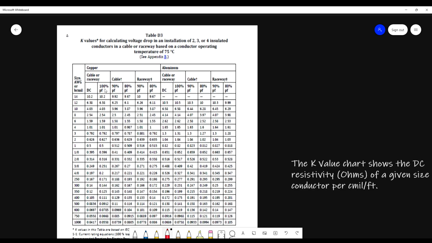So if you have 100% power factor and it's copper, it doesn't matter if it's a cable or raceway installation. These are your values based on the wire gauge. Now if it's a cable installation, 80% or 90% power factor, and there are your respective values. If you're in a raceway, whether it's PVC, EMT, rigid steel, rigid aluminum, it's a raceway, right? Here are your values for those based on the power factors. And the same thing applies to aluminum conductors.